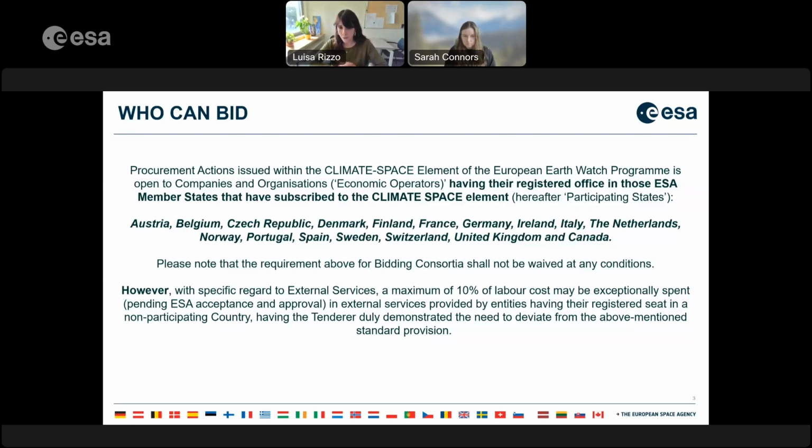So in the proposal, if that's the intention of one of the consortia, ESA expects the bidder to provide a detailed explanation of the reason and the rationale behind these external services to be provided, and why we shall accept an external service provider that is outside the climate space participating states.